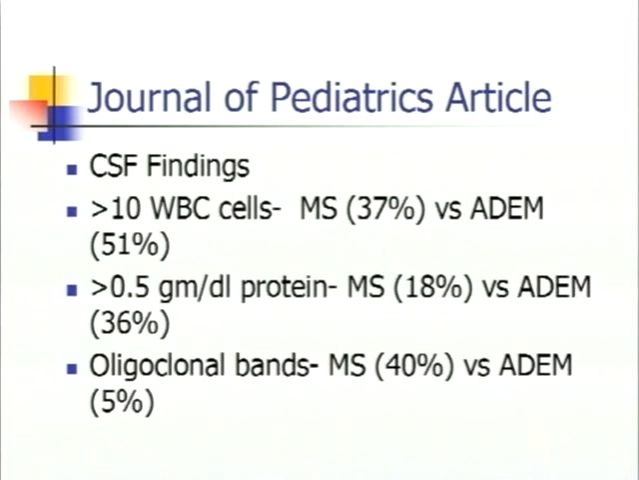Now, the findings for the spinal fluid examination: you tended to have greater than 10 WBCs in the CSF, less so in the multiple sclerosis population, and much more so in the ADEM. And protein tended to be also higher in the ADEM group. And a very important indicator, this indicator of synthesis of the antibodies within the central nervous system, the so-called oligoclonal bands, tend to be much more common in children who had the final diagnosis of multiple sclerosis.